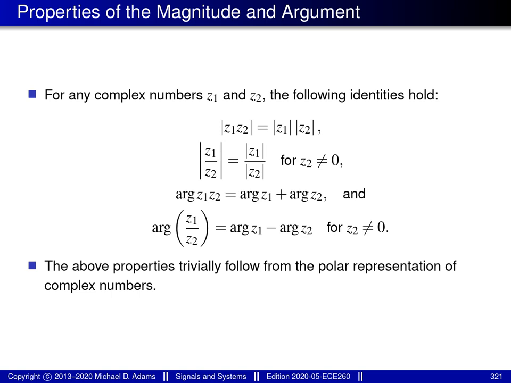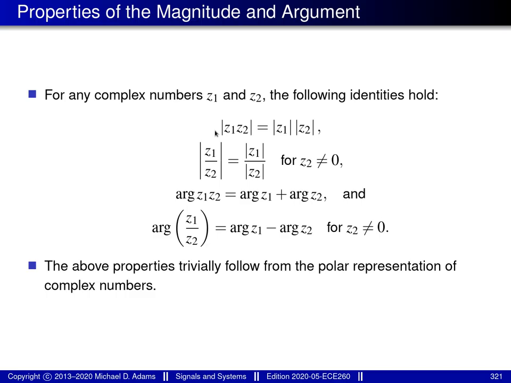When working with complex numbers, often we have to be able to manipulate expressions that involve either magnitudes or arguments of complex numbers. For this reason, it's important to know some of the key properties of magnitudes and arguments. And this is what's summarized on this slide. So if you have two complex numbers, z1 and z2, we have the following properties that hold.